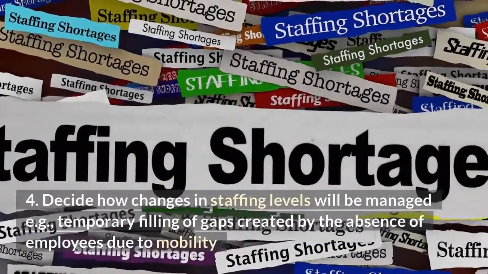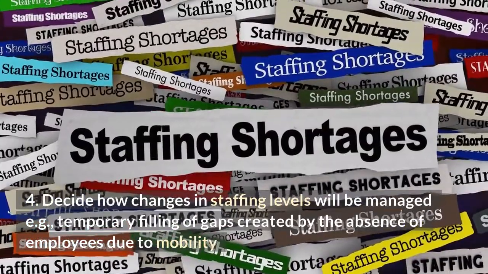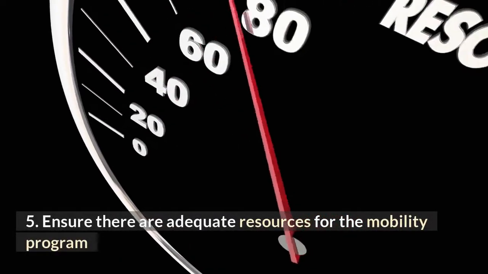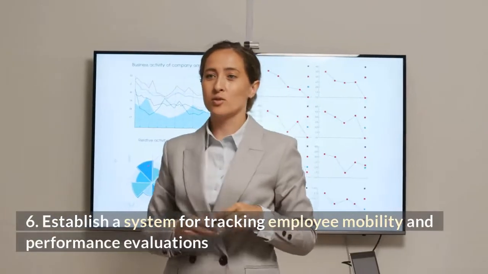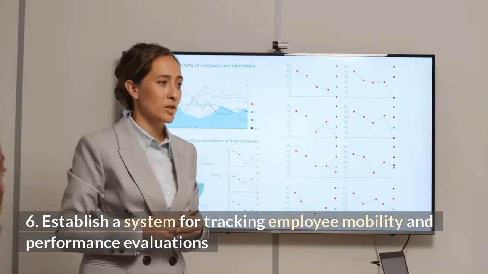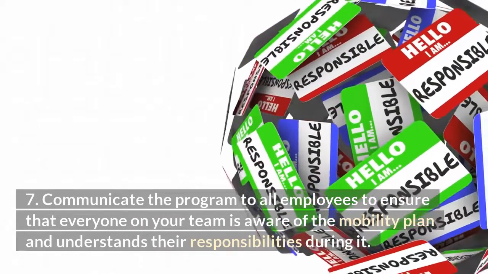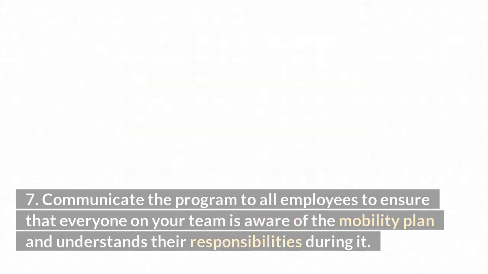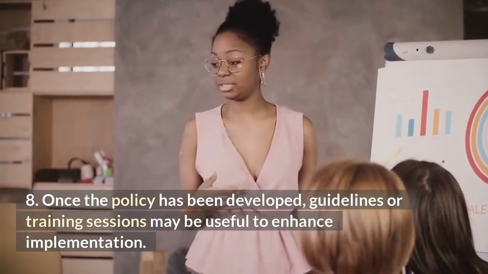4. Decide how changes in staff levels will be managed, e.g., temporary filling of gaps created by the absence of employees due to mobility. 5. Ensure there are adequate resources for the mobility program. 6. Establish a system for tracking employee mobility and performance evaluations. 7. Communicate the program to all employees to ensure that everyone on your team is aware of the mobility plan and understands their responsibilities during it. 8. Once the policy has been developed, guidelines or training sessions may be useful to enhance implementation.